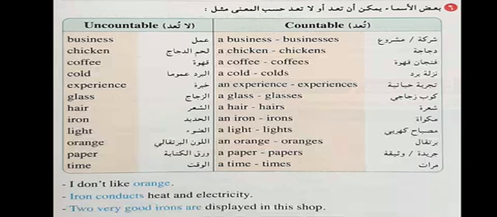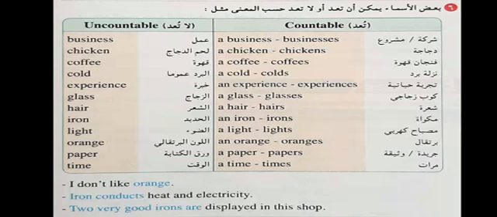Light, which is the thing we see, the absence of darkness, and a light bulb, for example, or lights. Orange, it is the color, and an orange, it's the fruit that we eat. Paper, the material that we make things of. A paper, it is the newspaper that we read. Time is what we count on our watches, and sometimes it comes a time as marra, times marrat.